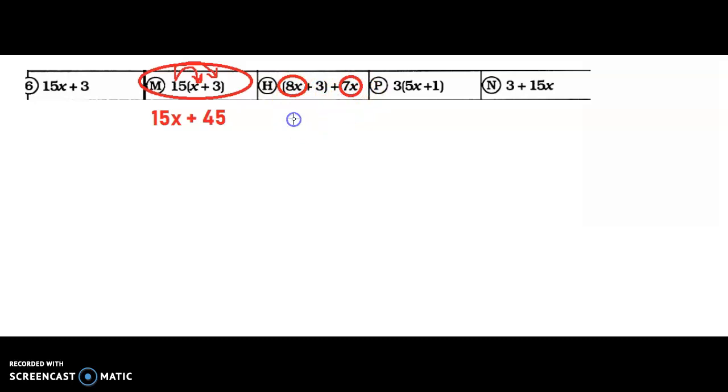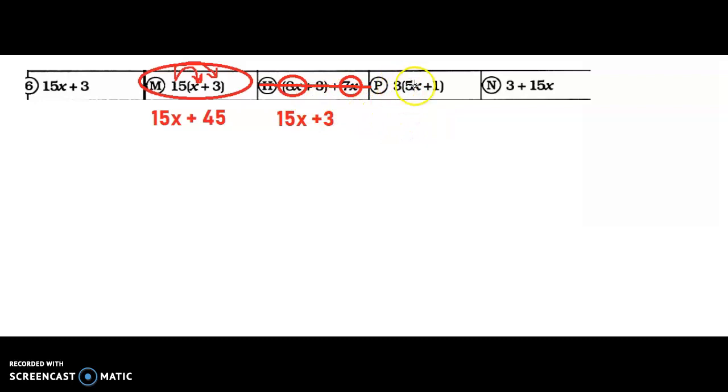So 8x and 7x, if I combine it, it's the same as just saying 8 plus 7. And what's 8 plus 7? That would be 15. And I'm going to bring my x because it stays with it. So 15x plus, and what was the other thing we left here? It was a 3, right? So that is the same as this one. So that's not our answer. I don't know how you guys want to cross off your answers. I'm just going to cross it off.